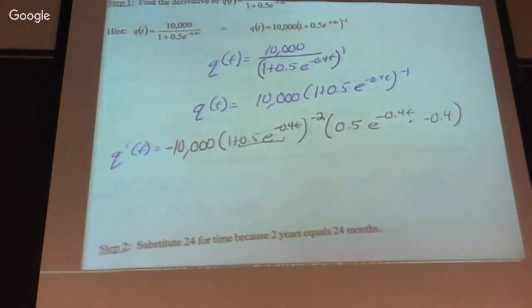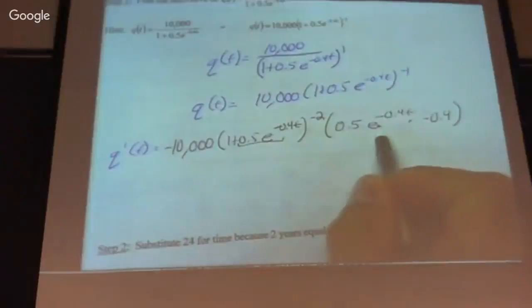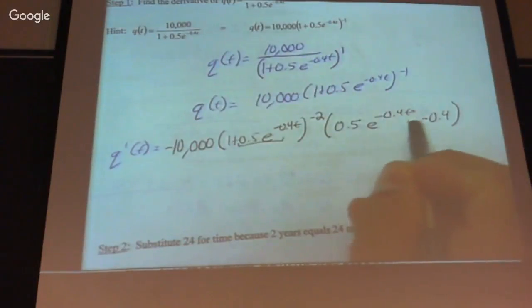If you didn't get that, try to figure out what happened. -1 goes in front, inside stays the same, subtract 1, derivative of the inside. We'll simplify in a minute, but let's make sure we got the derivative correct first. How do you take a derivative of an e? Step 1, rewrite it. Step 2, derivative of the exponent.